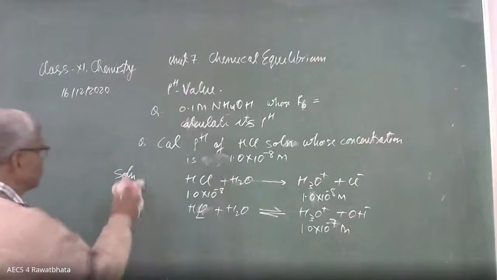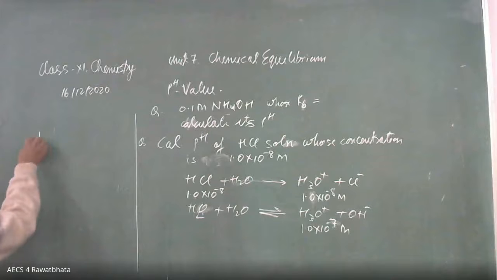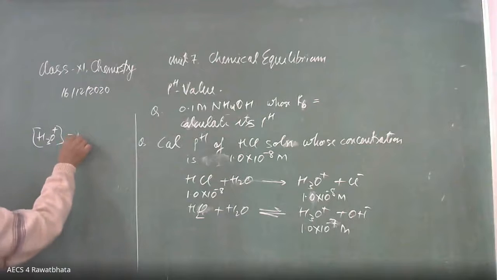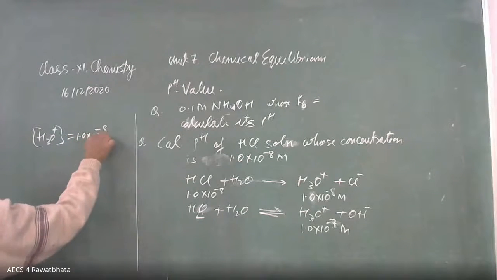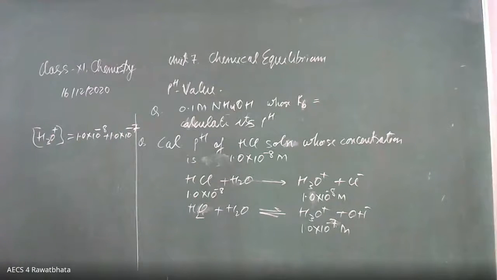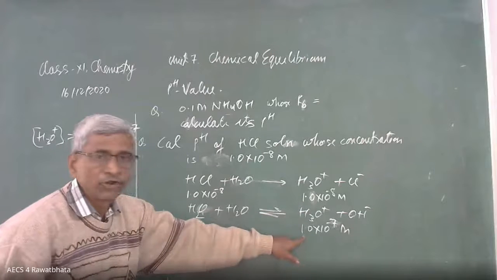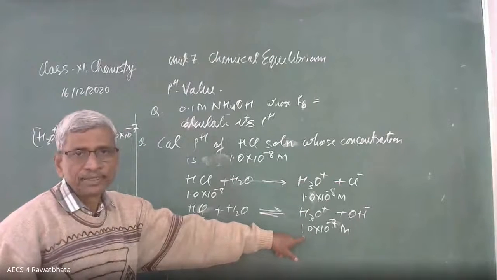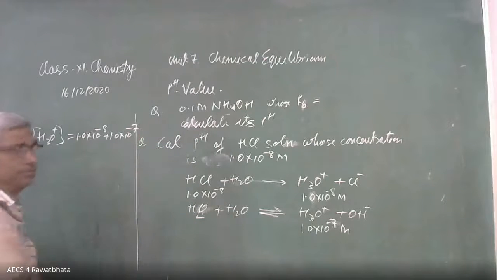So, what is the total concentration of hydronium ion? H3O+ concentration is, can you see this? Yes, you can. 1.0 × 10^-8 plus 1.0 × 10^-7. The 10^-8 is from the HCl solution, and 10^-7 is from water. This is the total hydronium ion concentration in this solution.